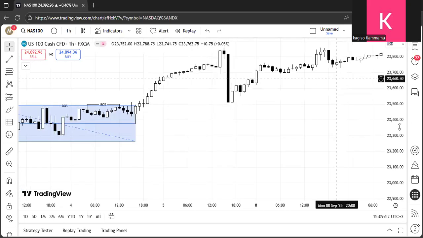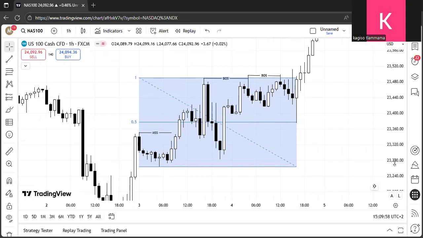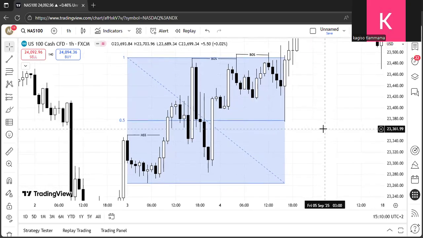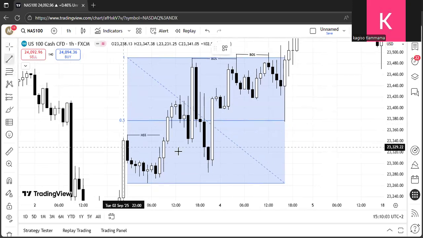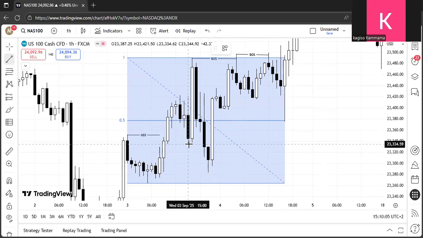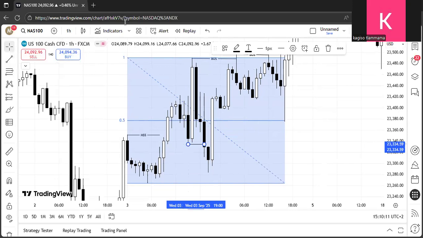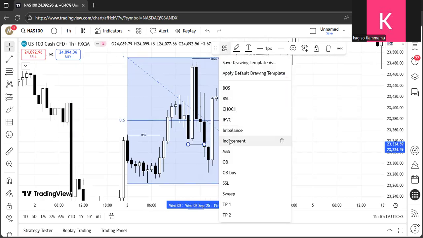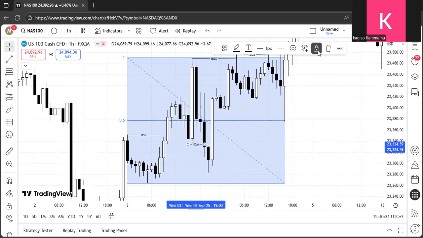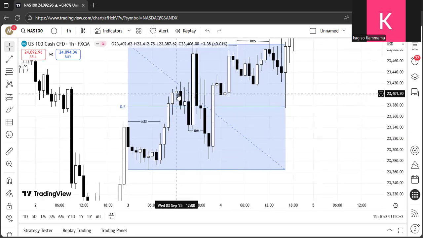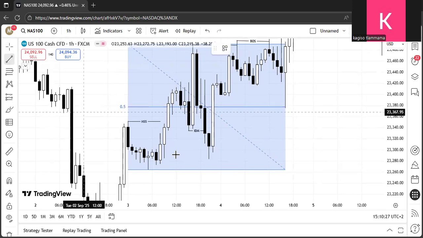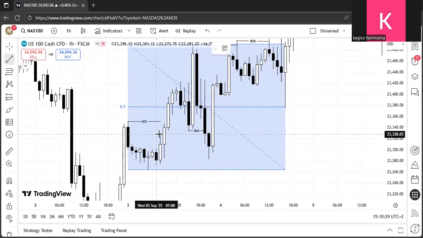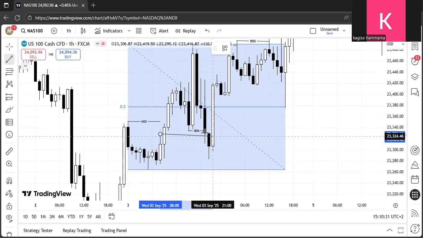Whoa, okay, here we are. That's our high. And we have our imbalance right here. And then let's mark our imbalance. And then we also have our order block right here.